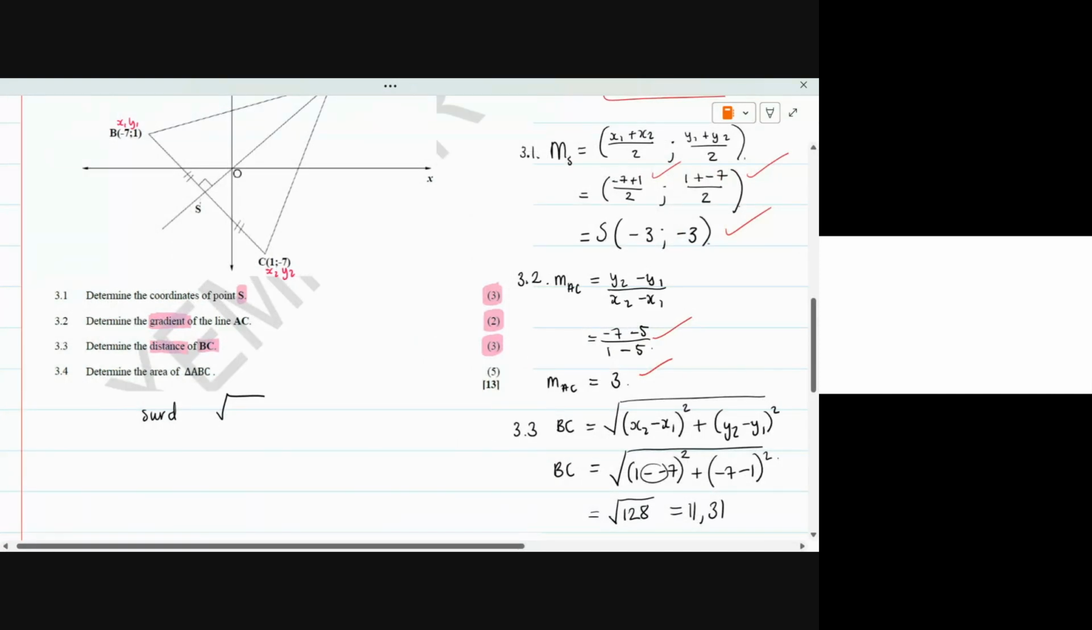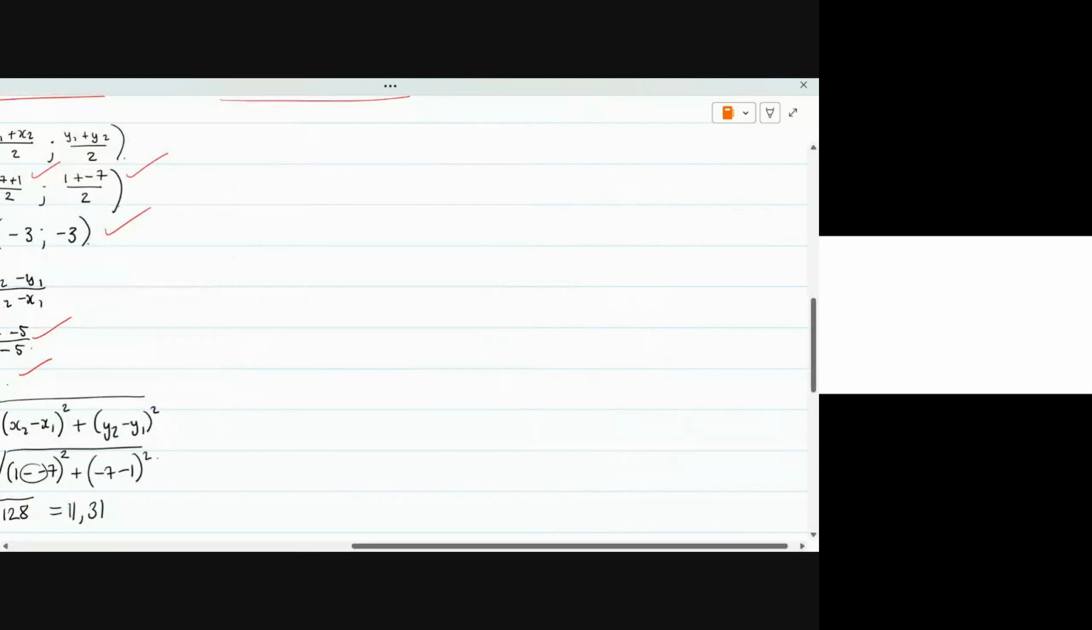All right. So let's look at 3.4 really quickly. 3.4 says here, determine the area of triangle ABC. So before we even continue, give me the formula for the area of a triangle, someone. What is the area of a triangle?